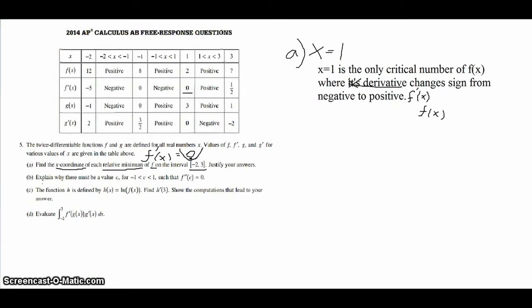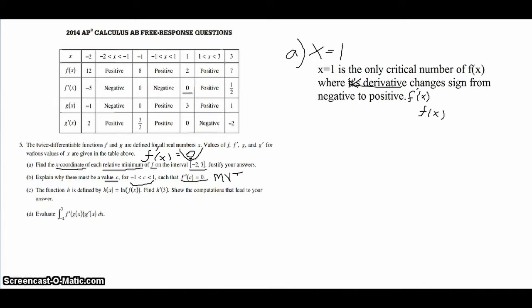Now, on to B. It's asking, explain why there must be a value c inside the interval -1 to 1, such that f double prime of c is equal to 0. Now, asking for a value c in a certain interval, such that f double prime of that c will have a certain slope, reminds us that we have to use the mean value theorem, or the MVT.